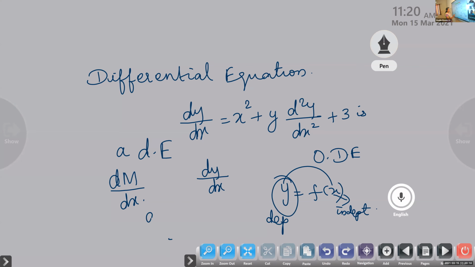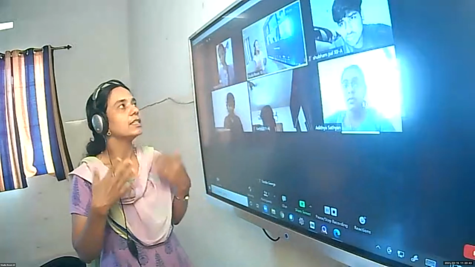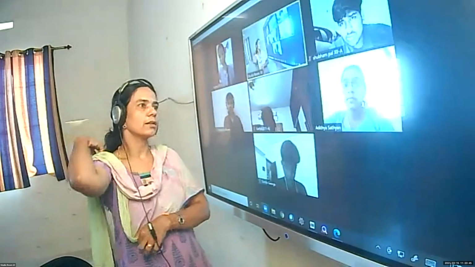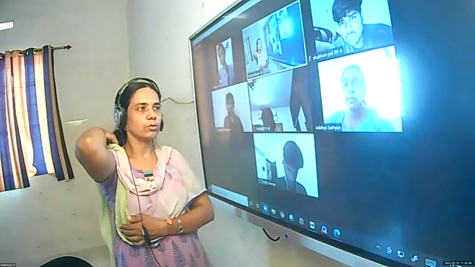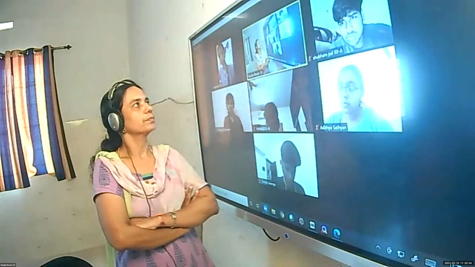Suppose I write dx by d theta. Then dx by d theta means x is changing with respect to theta, isn't it? So Aishwarya, tell me which is the dependent and which is the independent variable? x is the dependent and theta is the independent. Is it clear, Aditya? Is it okay, children? So, what is a differential equation? It is an equation involving constants, variables, along with the derivatives of a dependent variable with respect to an independent variable.